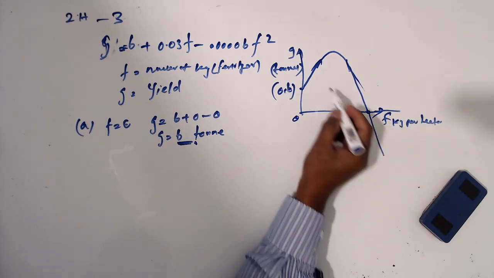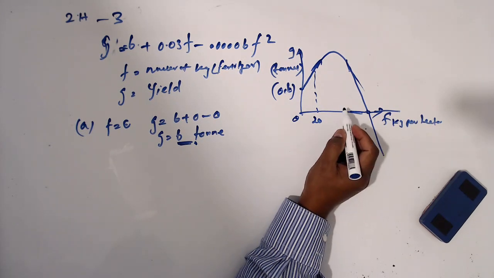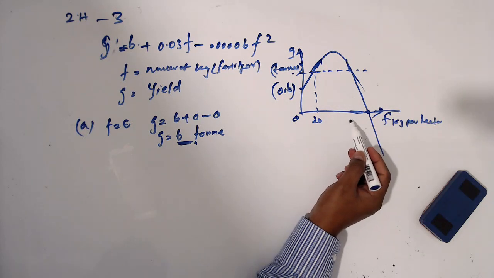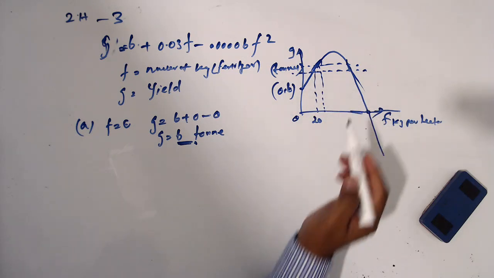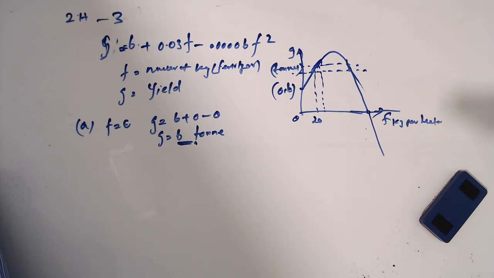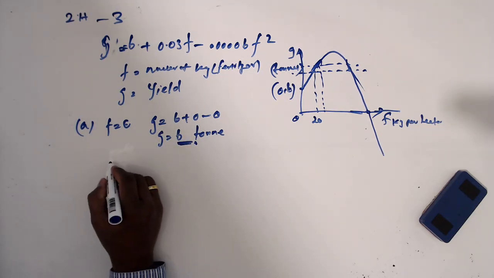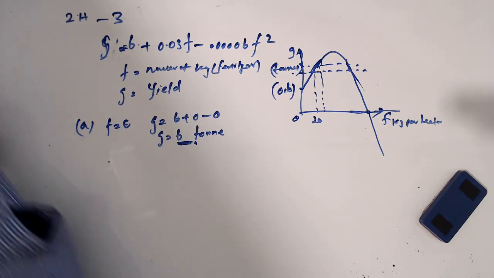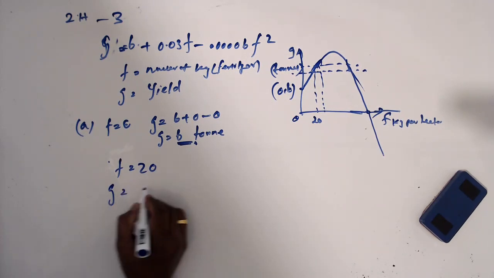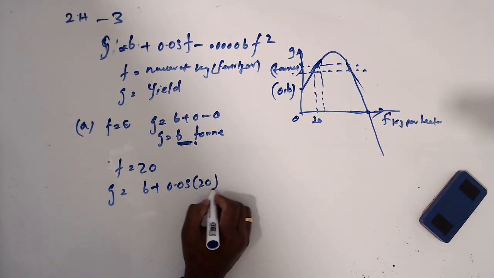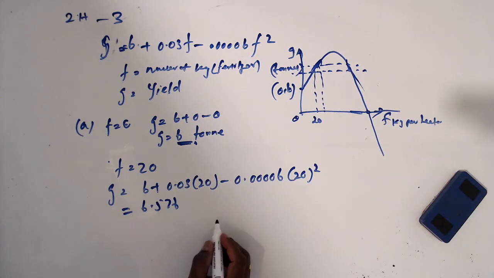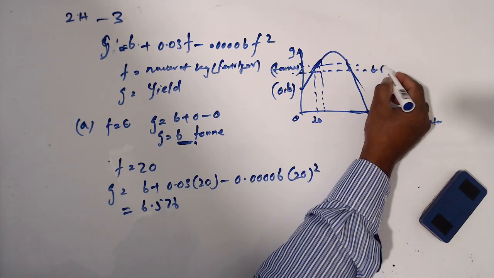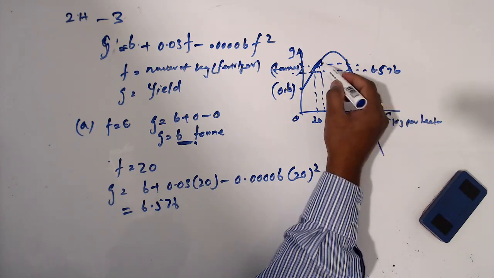So he's using 20 kg. Then we can find the yield he will get, then add 1 more ton, and then we will get the relevant f. So when f is 20, g is 6 plus 0.03 times 20 plus 0.1234 times 20 squared. Let me calculate. So the answer is 6.5576.